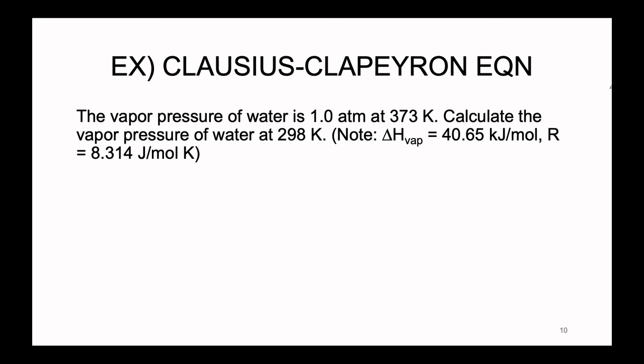So we're going to use the 2 data point version of the Clausius-Clapeyron equation, and we're also going to take advantage of knowing that the vapor pressure of water at 1 atmosphere is its boiling point, 373 Kelvin. And we're going to talk more about what that connection is in a couple of lectures. But using this information, we are going to calculate the vapor pressure of water at room temperature, 298 Kelvin. You'll also need to know that the enthalpy of vaporization for water is 40.65 kilojoules per mole, and again, the version of R that we are using is 8.314 joules per mole Kelvin.